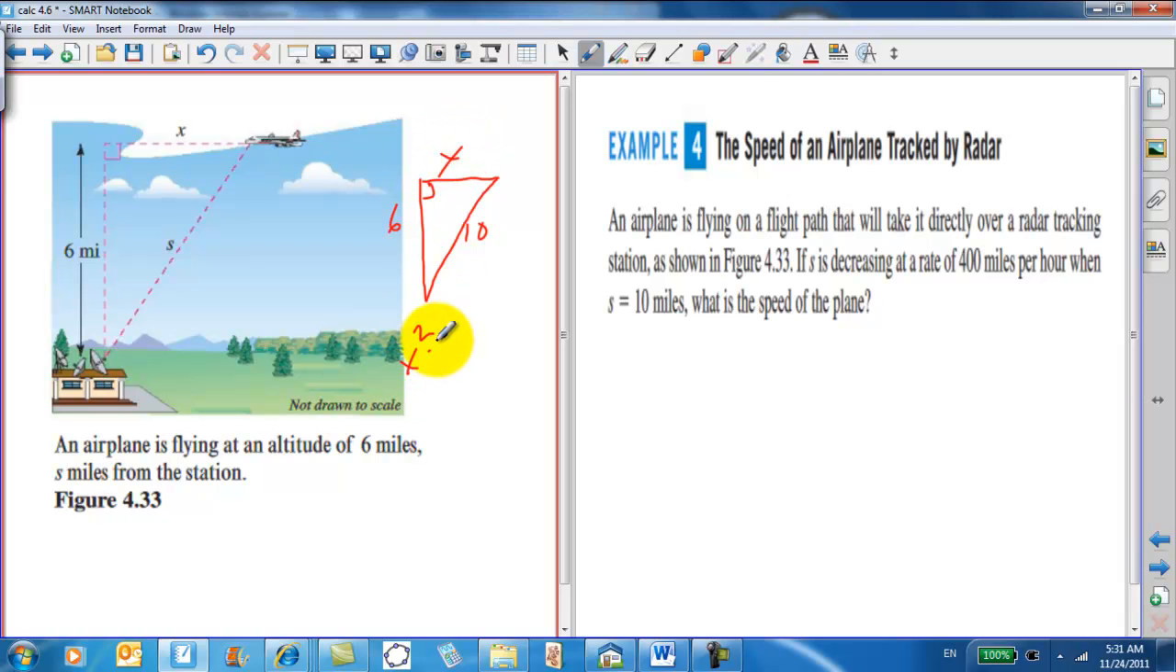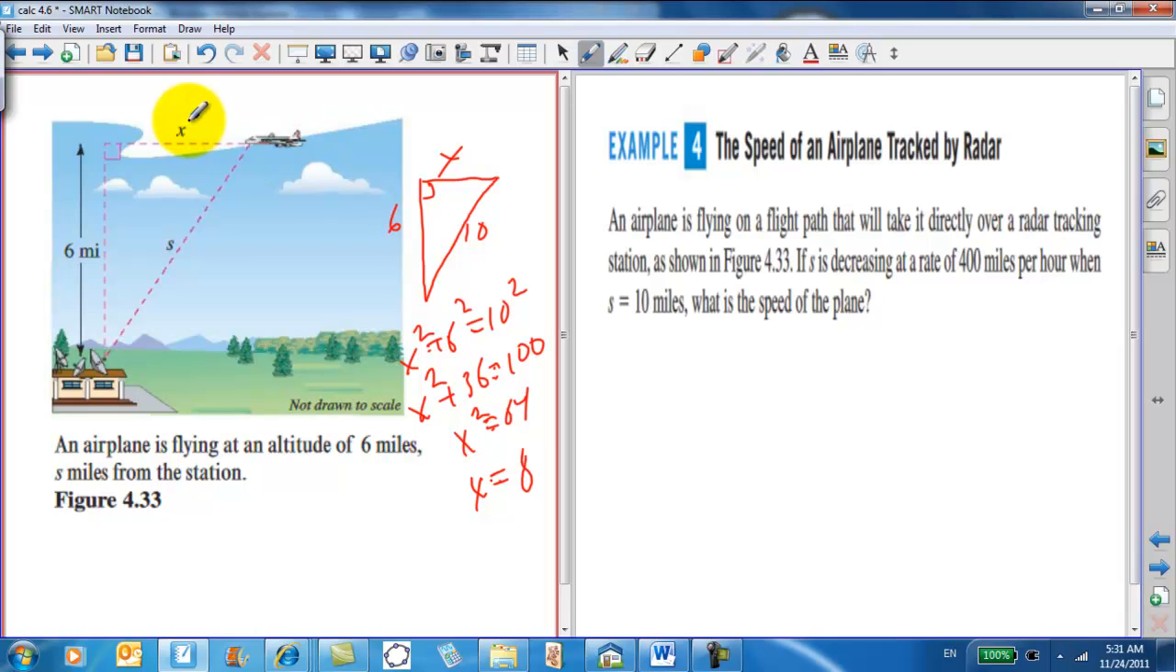x squared plus 6 squared equals 10 squared. x squared plus 36 equals 100. x squared equals 64. x equals 8. Or maybe some of you saw that was a Pythagorean triple. It's the 3, 4, 5 doubled. That's not the whole problem. That's just figuring out the distance x at this particular time.